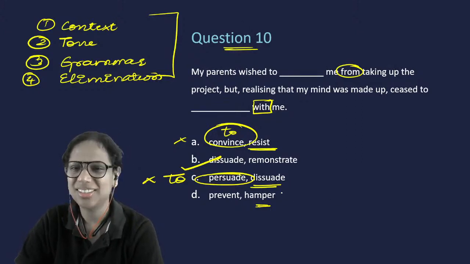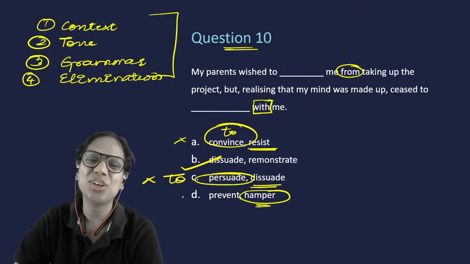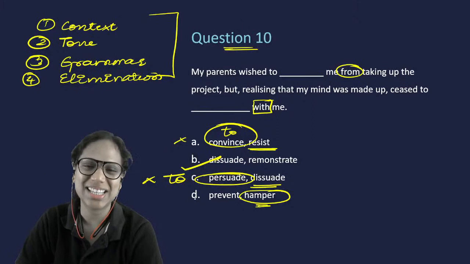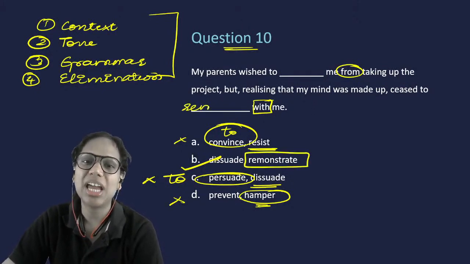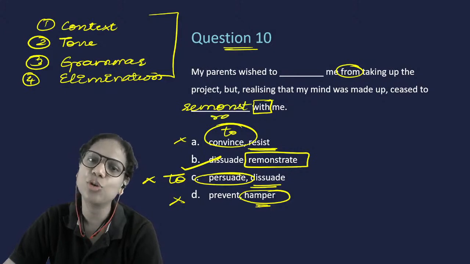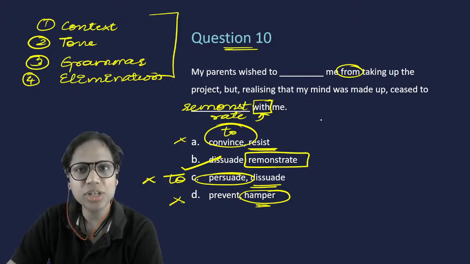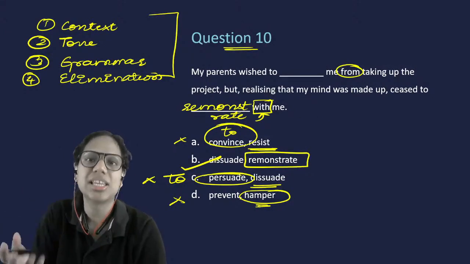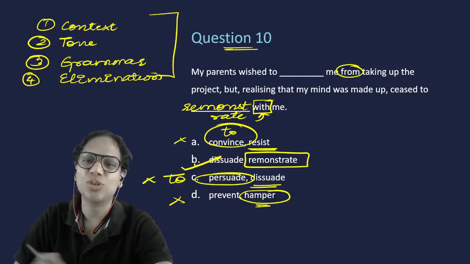Hamper with me. No. Okay, meddle with me would have been fine. When you meddle with someone, you mess with them. So they stopped messing with me. That would have made sense. But here I need remonstrate with me, and remonstrate is always followed by with. When you remonstrate with someone, you actually raise your objections to something. You protest in a way. That is remonstration. So B is the answer.